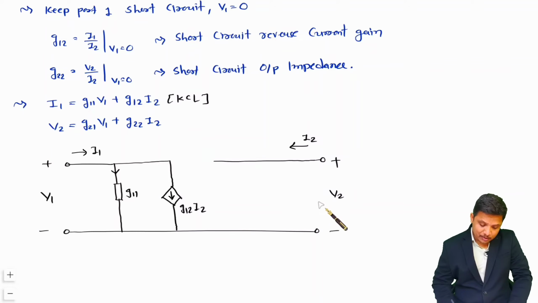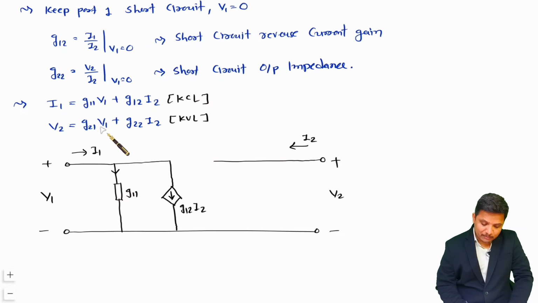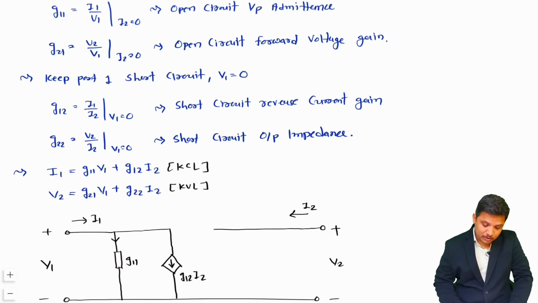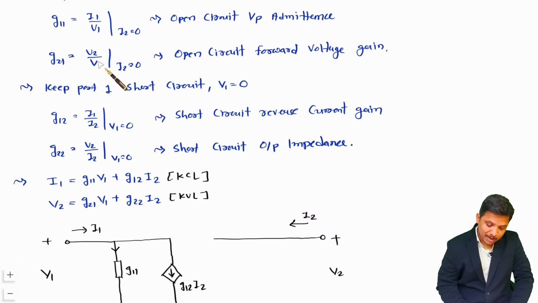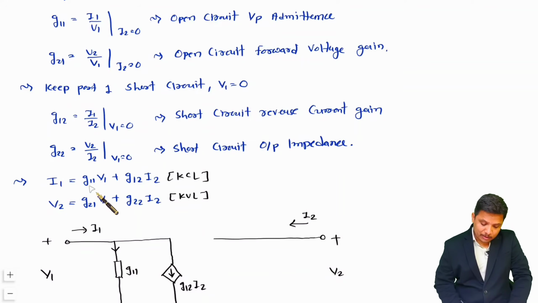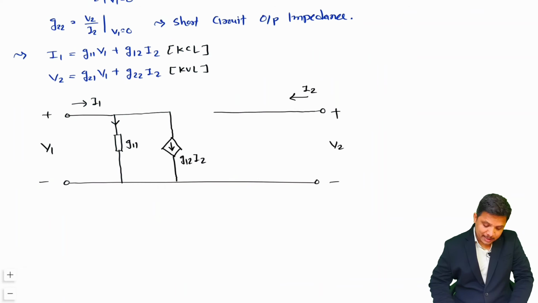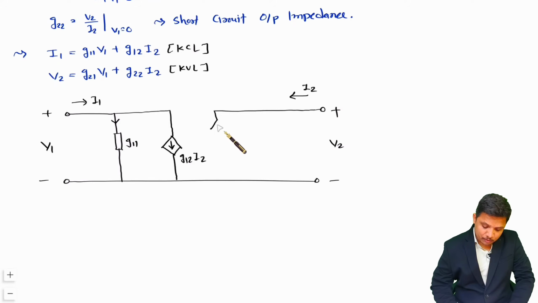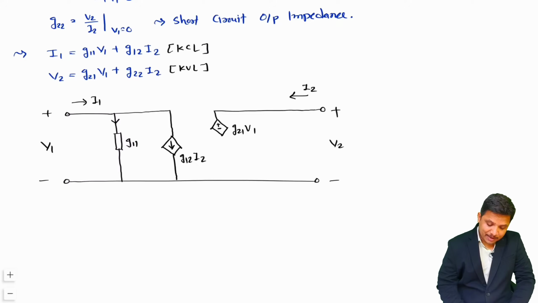Now at the output side, we have voltage V2, and here we need to apply KVL. Now G21 V1, let us try to understand that. G21 is V2 by V1, that is forward voltage gain, and forward voltage gain into V1 will be a voltage source. So here I need to provide one voltage source with polarity plus minus, and it should be G21 V1, and in KVL, in series with that we need to connect G22 I2.